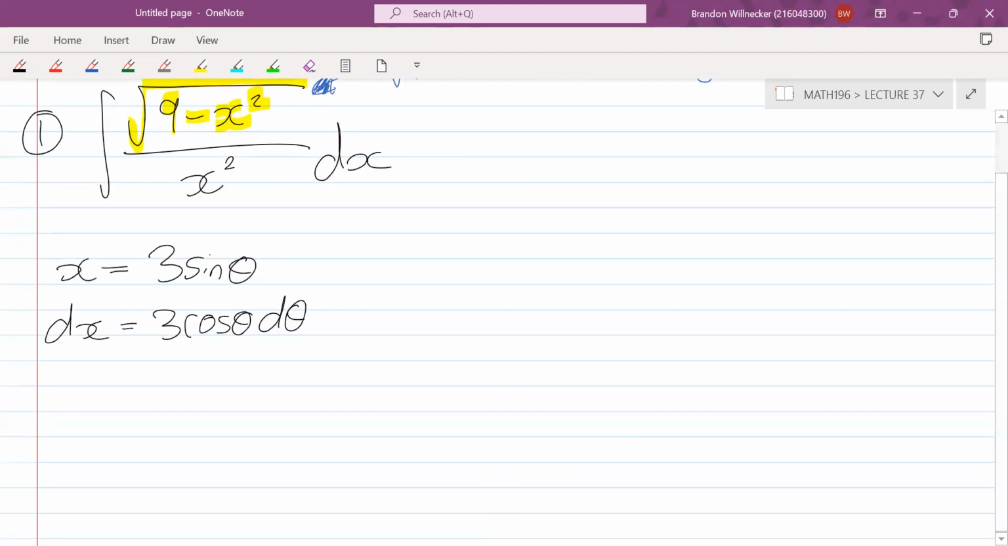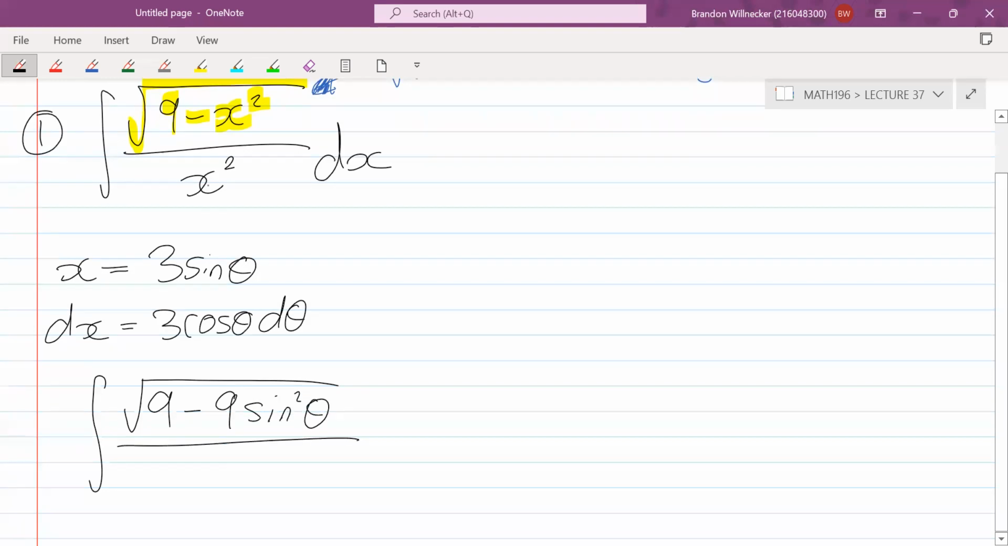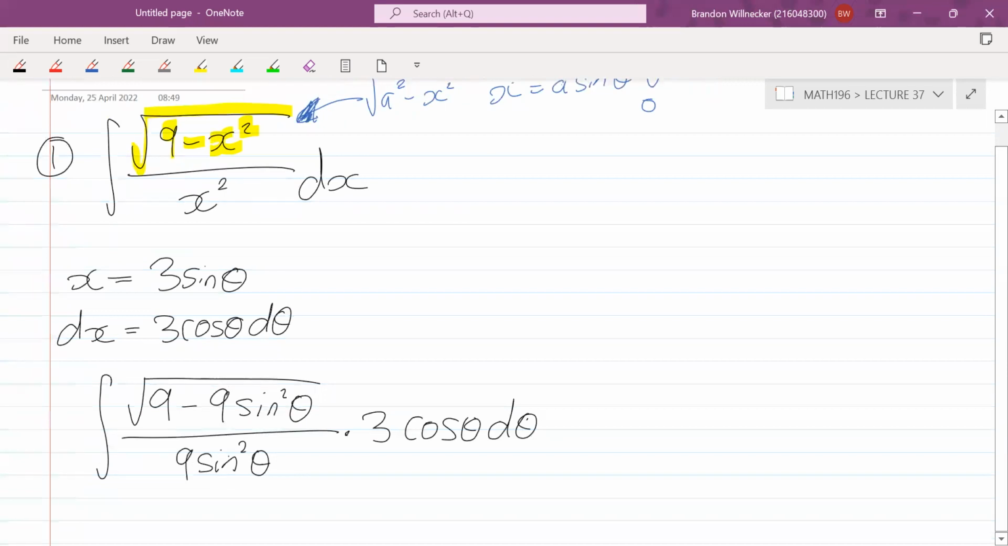Let's do the substitution now. This is going to be the integral of the square root of 9 minus 9 sine squared theta over x squared, which is 9 sine squared theta, and dx is going to be 3 cos theta d theta. So wherever there was an x, I substituted, and the dx I substituted as well.